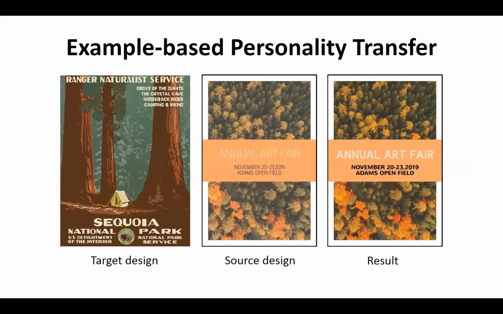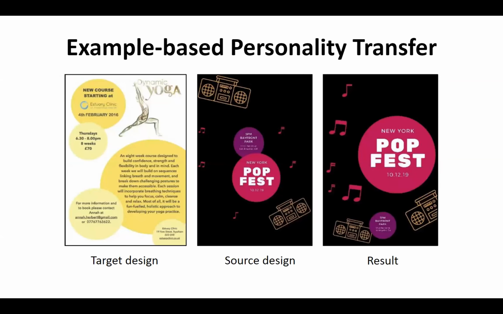For example, given a target design and a source design, we can modify the source design to match the personality of the target design. In this example, the font faces and colors in the source design are modified, and the background image is enhanced properly. And here is another result. In this example, to match the personality of the target design, the arrangement of objects in the source design is modified.